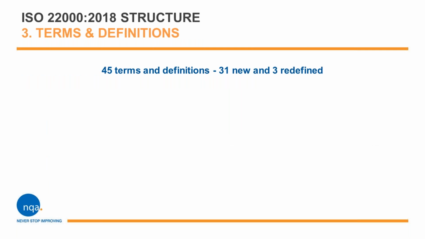So let's talk about the terms and definitions. There are new terms and definitions, exactly 31 new, and 3 have been redefined. Obviously, we are not going to be talking about all the 31 new definitions, but we are going to highlight the ones that we consider more interesting for you for the transition to this new version. So first of all, let's talk about the redefined concepts.